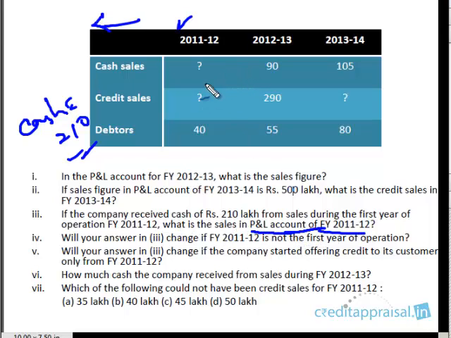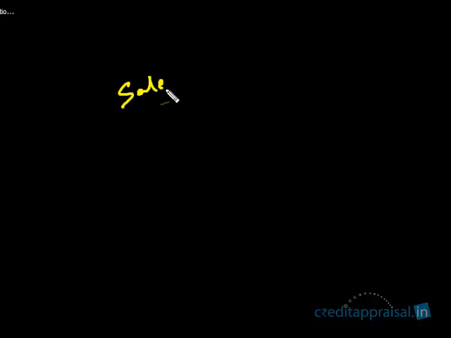So sales in the P&L account is cash sales plus credit sales. But in this example, we are not given the information on cash sales and credit sales. So how do we answer this question? Please note that if a company has made sale of 100 lakhs, let us assume in a full year 2011-12, the company has made sale of 100 lakhs.